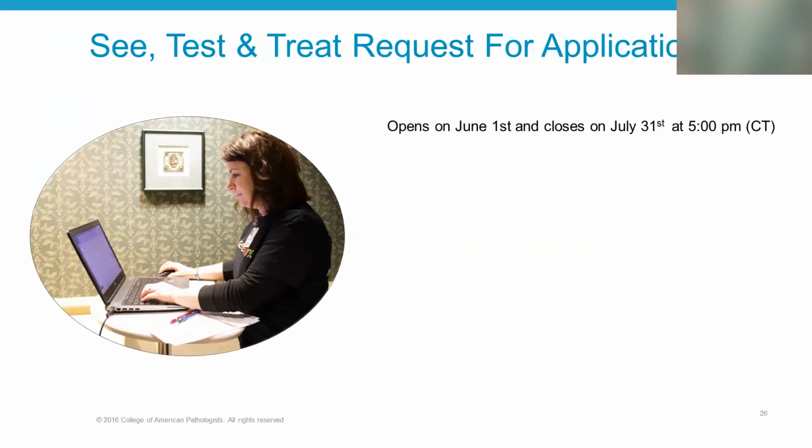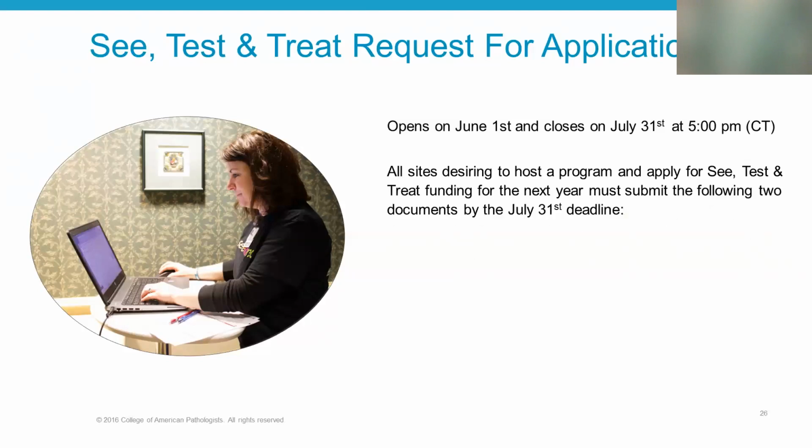Our program process begins with our request for applications, our RFA, which runs June 1st through July 31st for programs targeting delivery in the following year. With this in mind, now is the time to work within your organization to gain support to host a program and recruit colleagues to support you in this life-saving endeavor, because no woman in America should die from undiagnosed cervical or breast cancer.